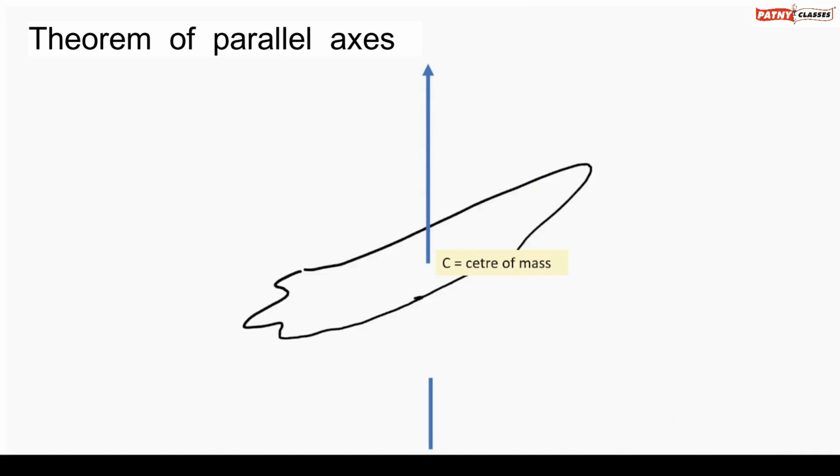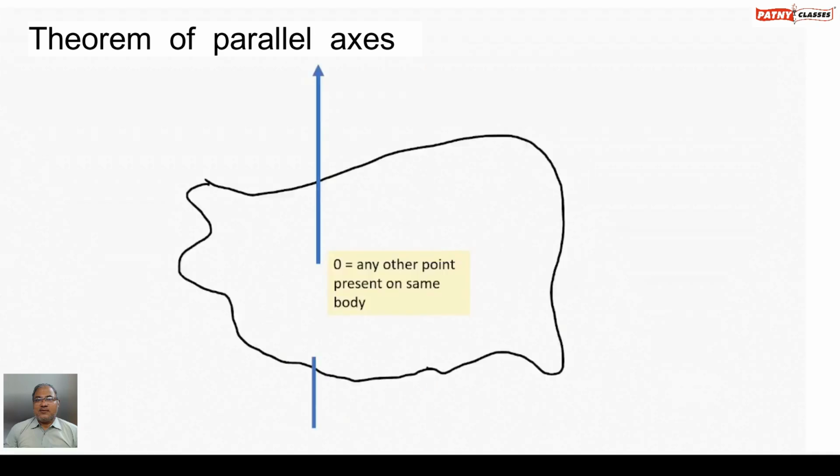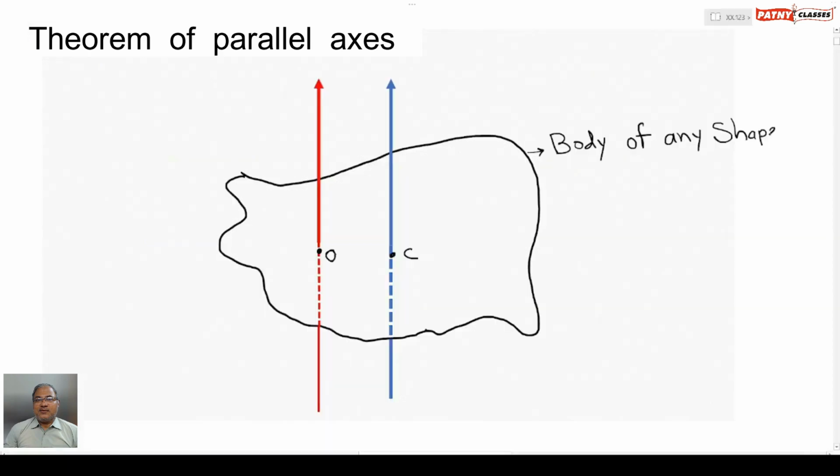Theorem of parallel axis is applicable to any shape of the body. Therefore, here I have taken a random shape. It is a body of any shape. Here, a body of any shape.